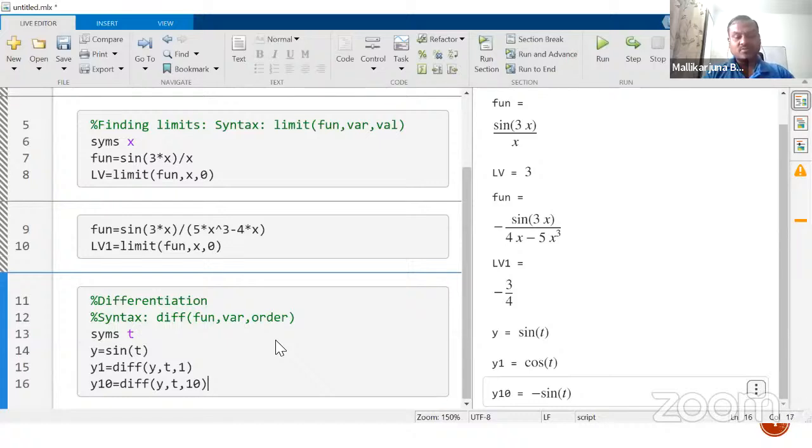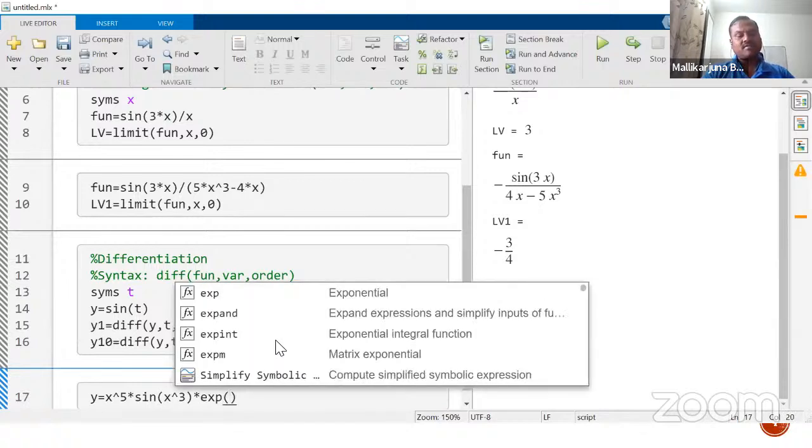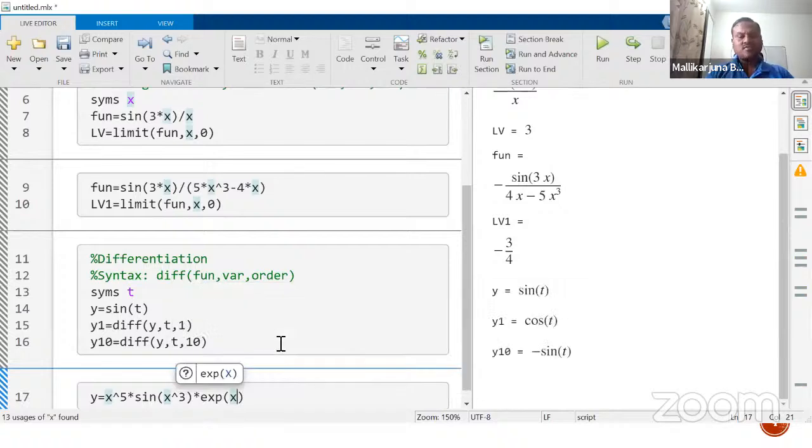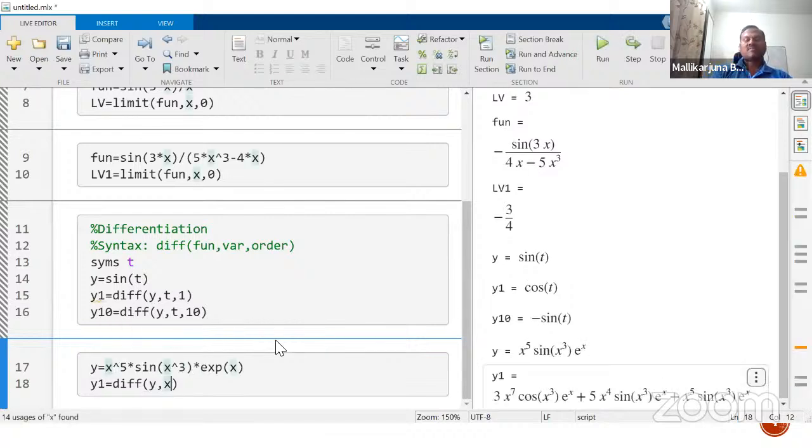Or suppose you take the function y is equal to x power 5 into sine of x cube into e power x. You just randomly take a big function. Now y1 is equal to differentiation of y with respect to x. So we'll get it easily.